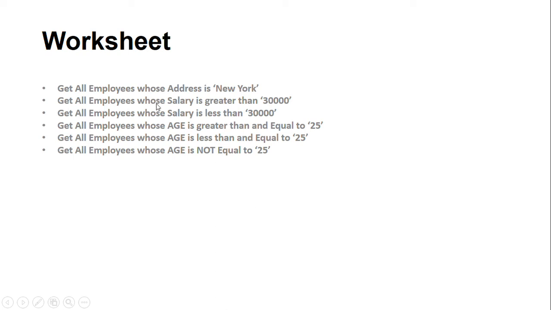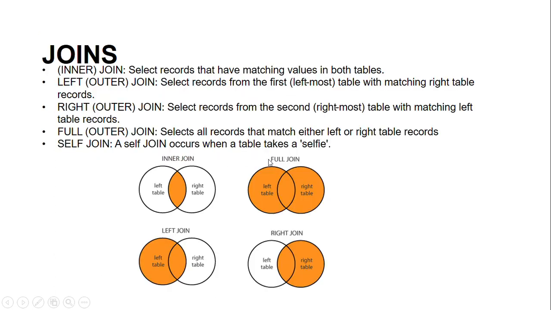Similarly, get all employees whose salary is greater than 30,000, all the employees whose salary is less than 30,000, all the employees whose age is greater than 25, all employees whose age is less than 25, all the employees whose age is not equal to 25.